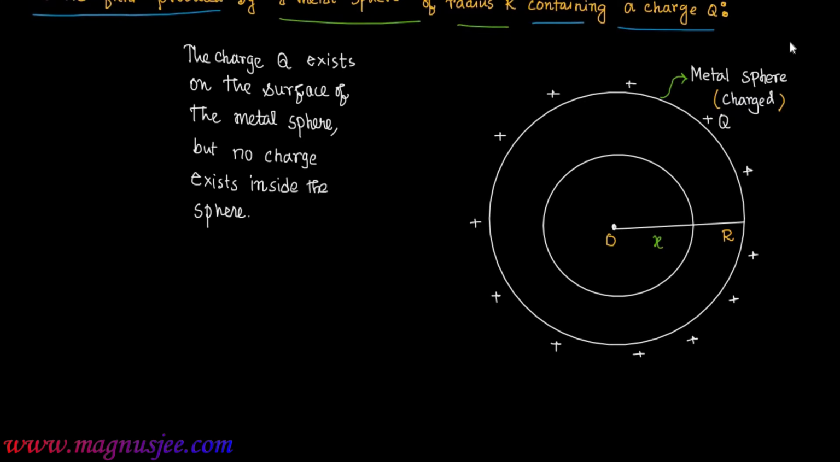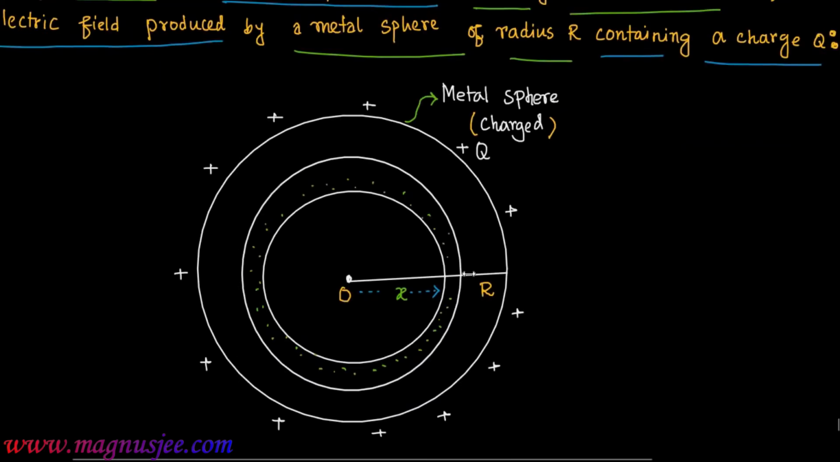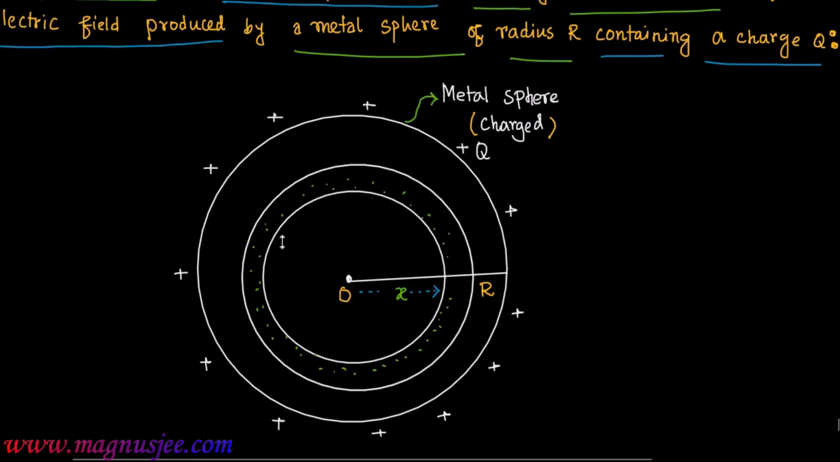We consider an imaginary sphere outside the charged sphere, and x is the radius of this imaginary sphere. This is the elementary portion of the imaginary sphere of radius x. Capital R is the radius of the charged metal sphere. P is a point. A unit positive charge, that is +1 charge, is placed at P.